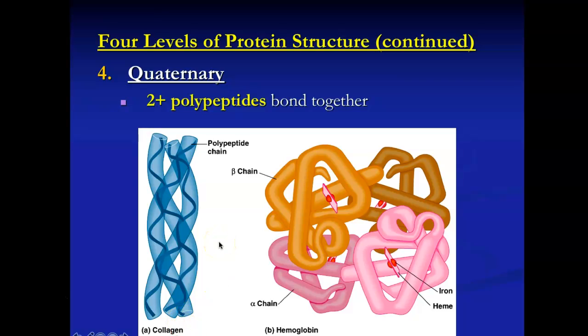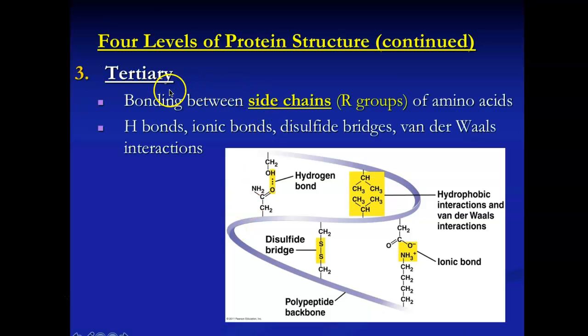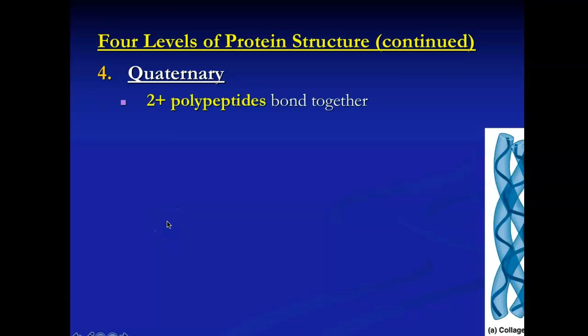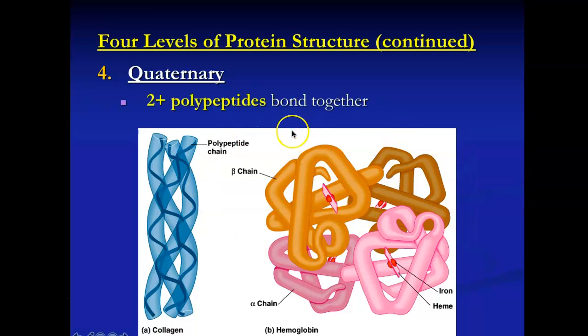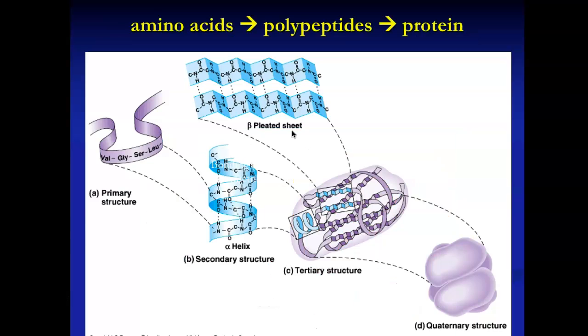But the quaternary structure is then when it becomes a fully functioning protein. Some proteins can still function as tertiary, but most of the time they're going to be quaternary. Okay, those are the 4 levels of protein folding.